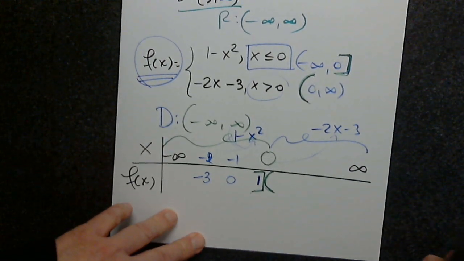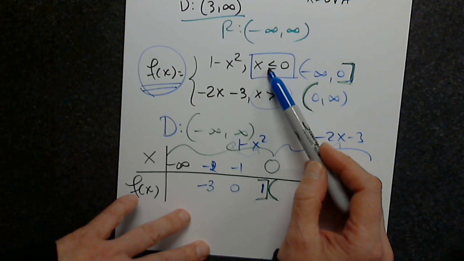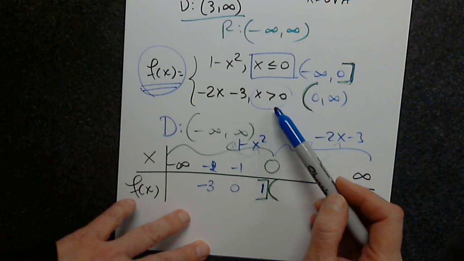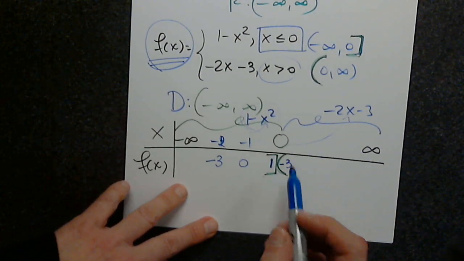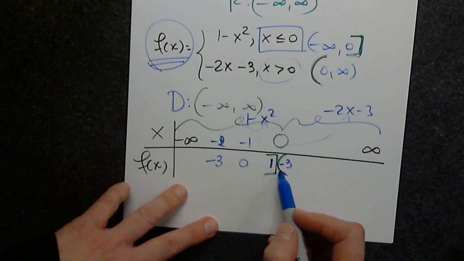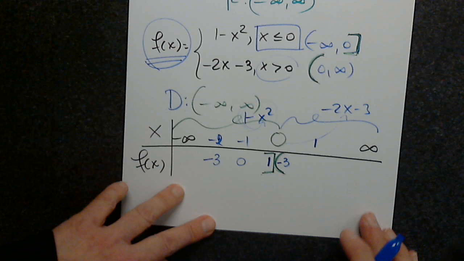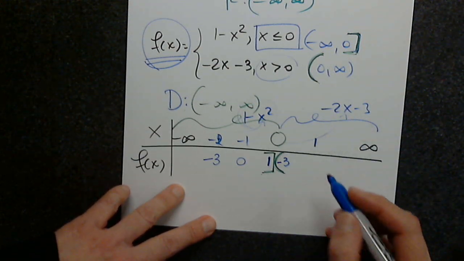Because I'm not allowed to plug in 0 here. 0 is here. It cannot be here. If it's in both, it's not a function. But bear with me and say negative 3, which you already said, and put it inside the parenthesis. Let's also use 1. Please plug in 1 and tell me what you get.